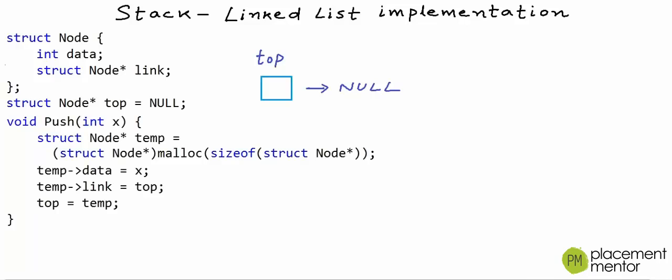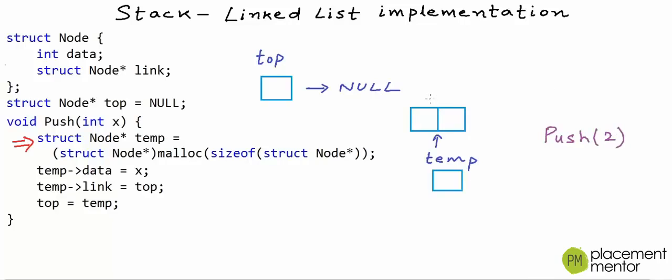This is my push function. Push is taking an integer x as argument that must be inserted onto the stack. The first thing that we are doing in the push function is creating a node using malloc. Let's say in this logical representation that I'm showing here, I'm performing a push operation. So I'm making a call to push function, passing it number 2 as argument. So a node is created in memory, in what we call the dynamic memory or heap. Let's say the address of this node is 100. Temp is a pointer pointing to this node.